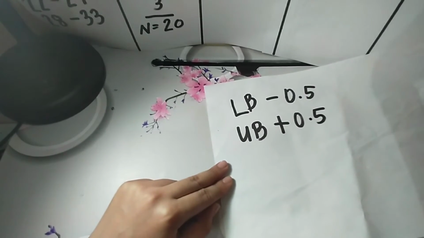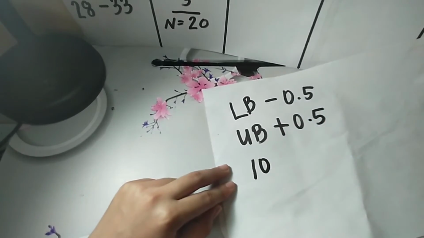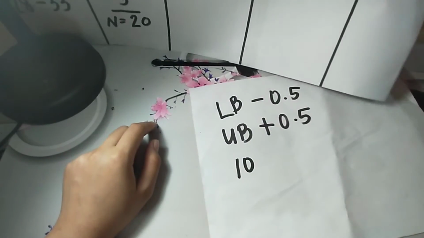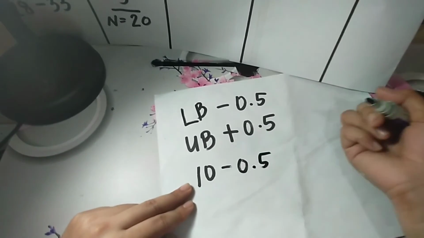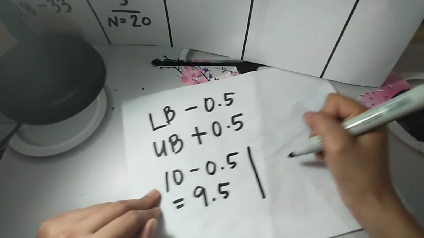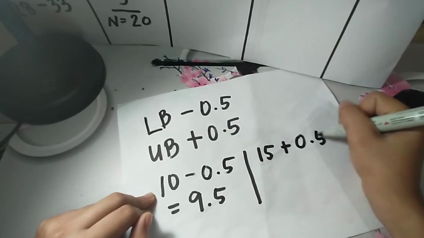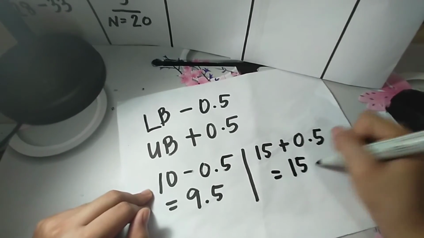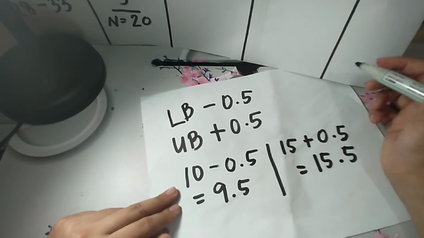So in our data, we have a 10 in the lower boundary here, and in our upper boundary, we have a 15. What we should do is 10 minus 0.5, which is equal to 9.5. While for the upper boundary, we have 15 plus 0.5, which is equal to 15.5. So that's how we get the upper and lower boundary in the class boundary.